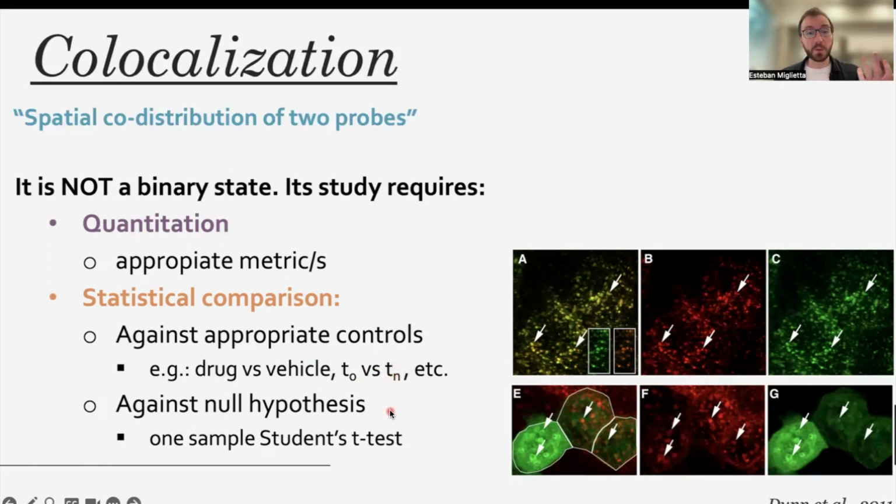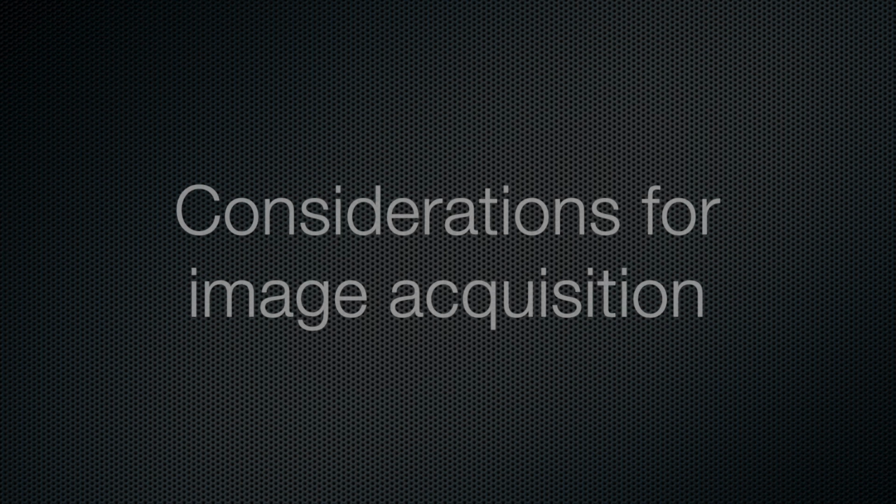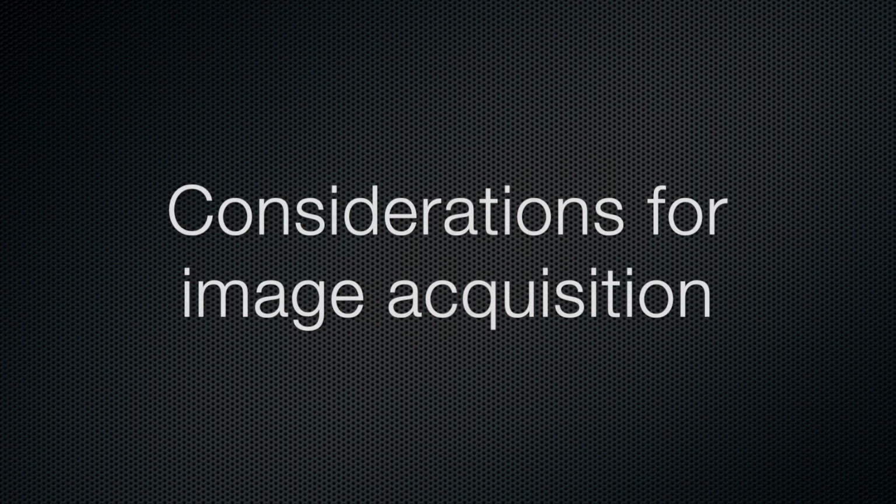On the other side, if you want to say, okay, but on a scale of not colocalized to perfectly colocalized, how is the colocalization in this one sample? You can always compare it against a null hypothesis, for example, using the one sample Student's t-test. What I'm saying by this is there should always be some kind of statistical backup to the numbers that these metrics will produce.